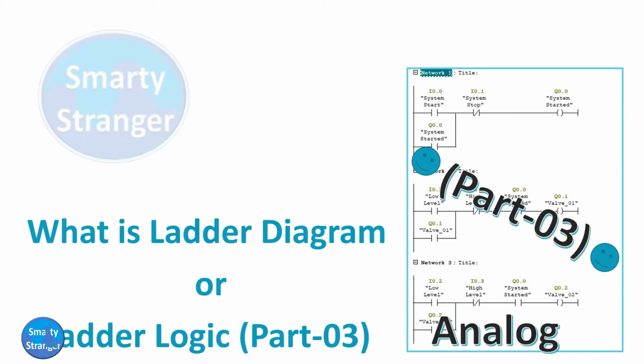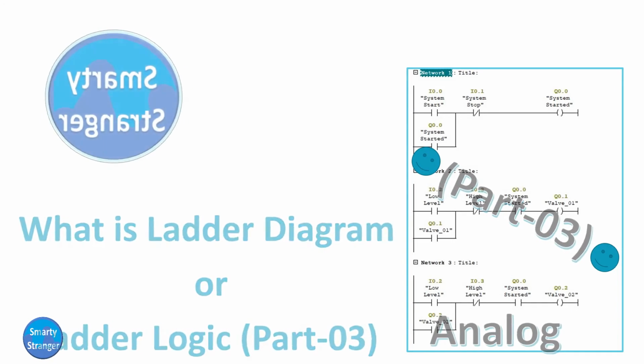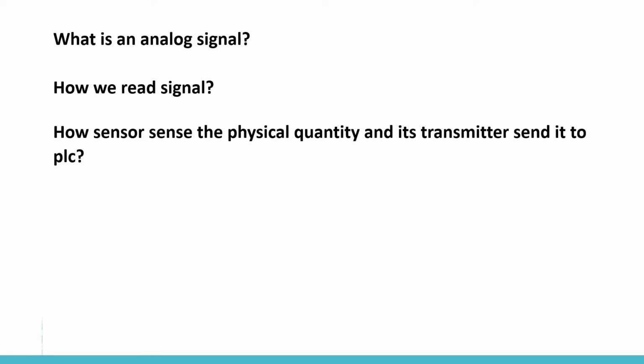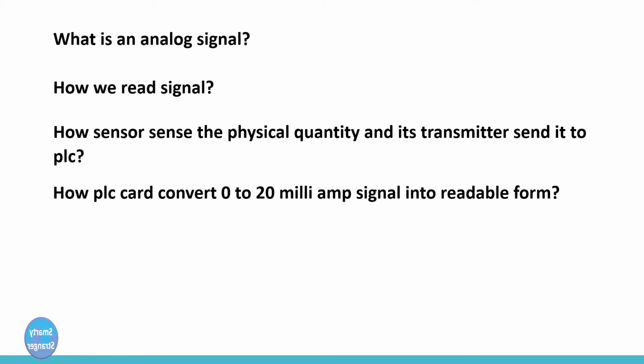Hi guys. In this video we will learn about analog programming in PLC. What is an analog signal? How do we read a signal? How does a sensor sense the physical quantity and its transmitter send it to the PLC? How does the PLC card convert a 0 to 20 mA signal into readable form? And also we will try to make examples.